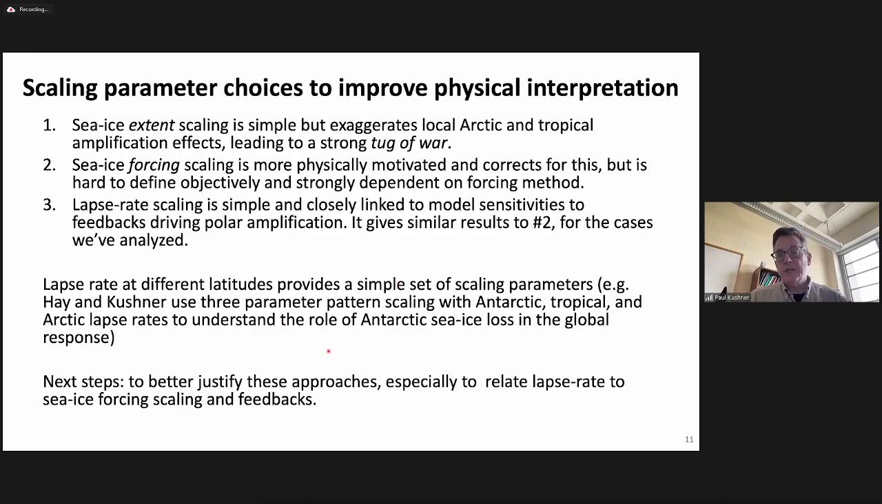So we've been using this in a couple of settings, and our next step is to better justify these approaches, and especially to be able to relate these lapse rate scalings to the character of the feedbacks. And with that, I'll leave it. Thank you. Sorry, I went over a little bit.